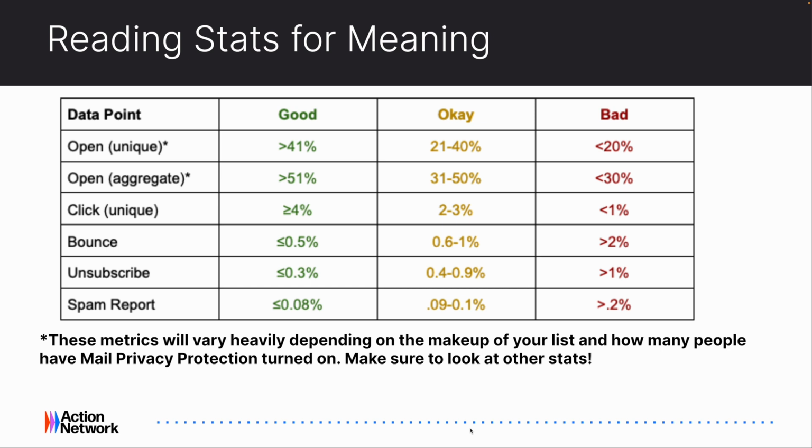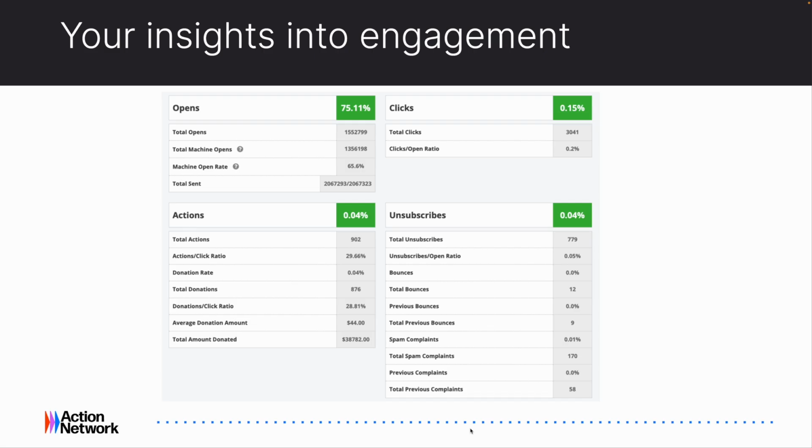Stats can also tell you how your recipients are reacting to that mail. This is an example stats page of an email. Opens are very high, but as you can see, there's a lot of machine opens. That's not a bad thing, it just means a lot of people use Apple devices. Clicks are low, but this is a fundraising email, so that's to be expected. Negative signals are low too.